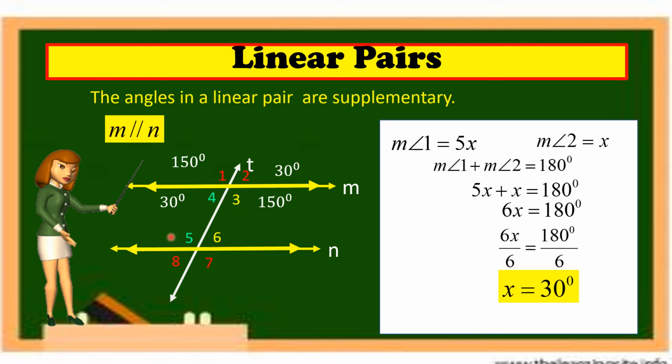How do we find the measure of angle 5? Angle 1 and angle 5 are corresponding angles, and corresponding angles of parallel lines are congruent. Therefore, the measure of angle 5 is 150 degrees. How about angle 6? The two are supplementary. The measure of angle 6 is 30. Angle 6 and 7 are supplementary, so the measure of angle 7 is 150 degrees. Angle 7 and 8 are supplementary. The measure of angle 8 is 30 degrees.